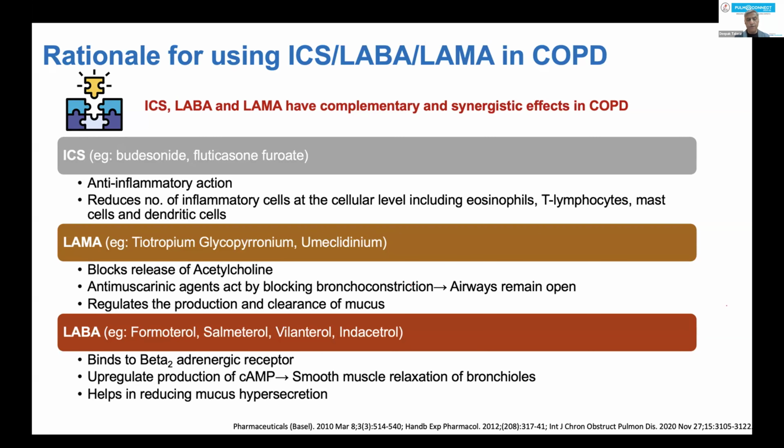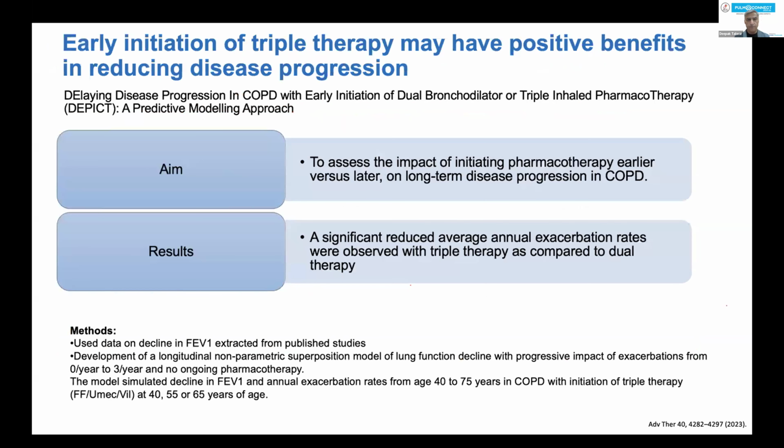And then the third group of inhaled drugs used in COPD are LABAs. And these are long-acting beta-2 agonists: formoterol, salmeterol, vilanterol, and indacaterol. A couple of them are available. They bind to beta-2 adrenergic receptors and upregulate production of cyclic AMP. And this will lead to relaxation of the smooth muscle surrounding the airways, particularly bronchioles, these small airways which are very significantly involved in COPD patients. You have seen that you can pick up the diagnosis early with the use of oscillometry techniques in these patients. And also to some extent, LABAs help in reducing mucus hypersecretion.